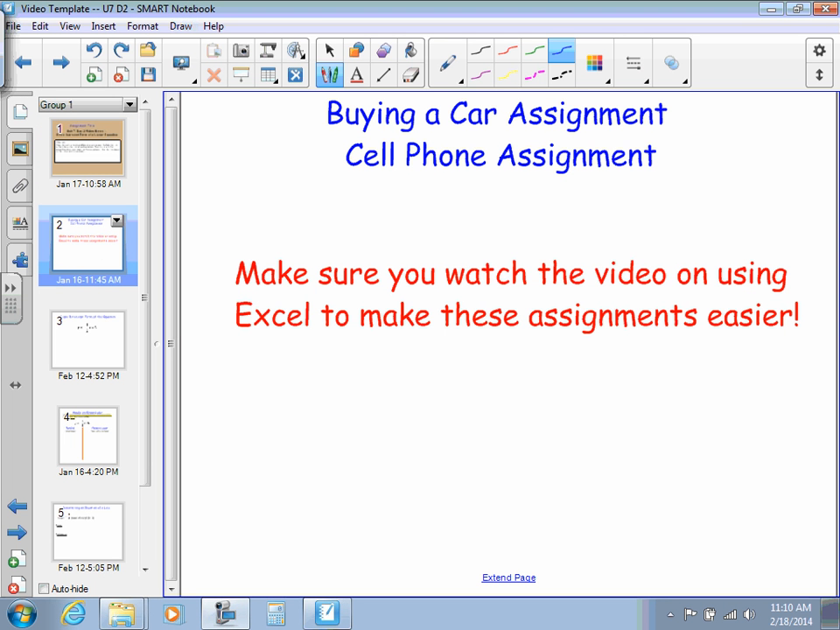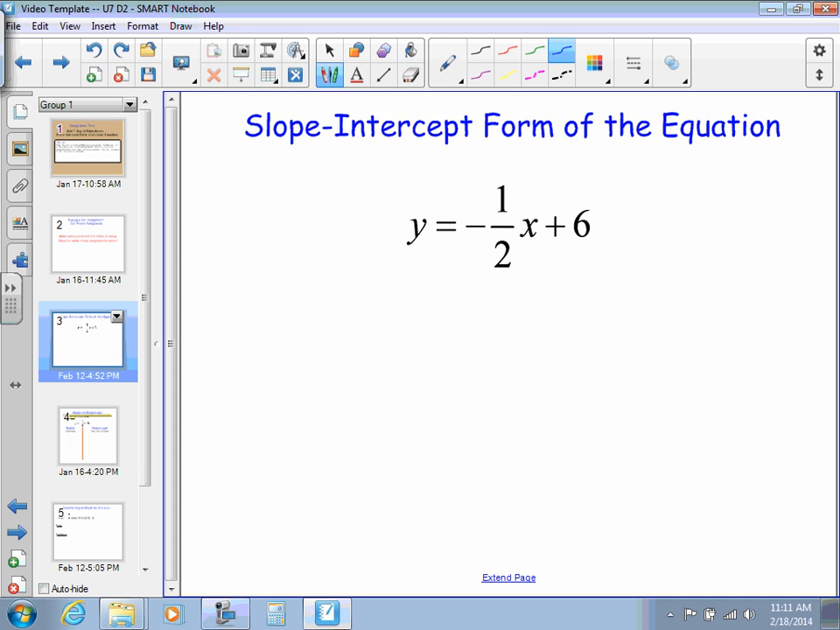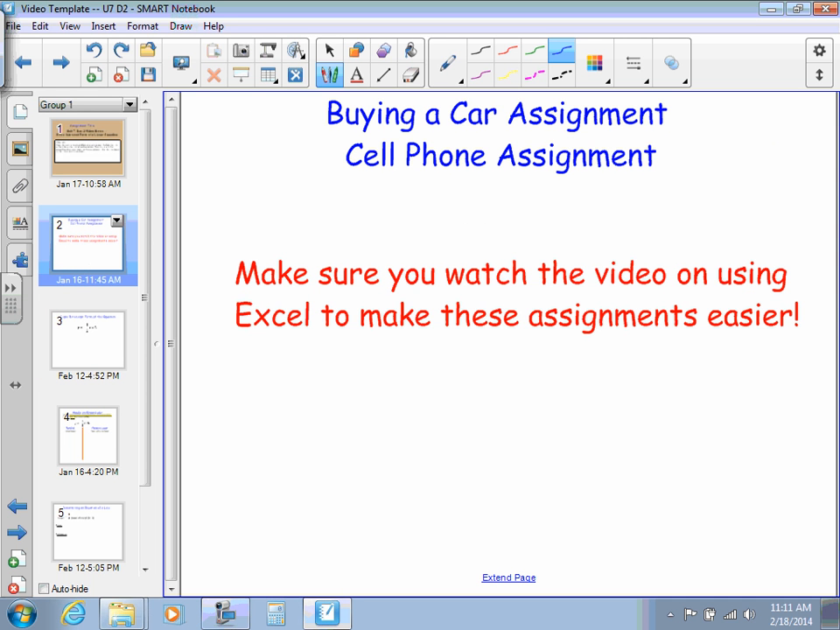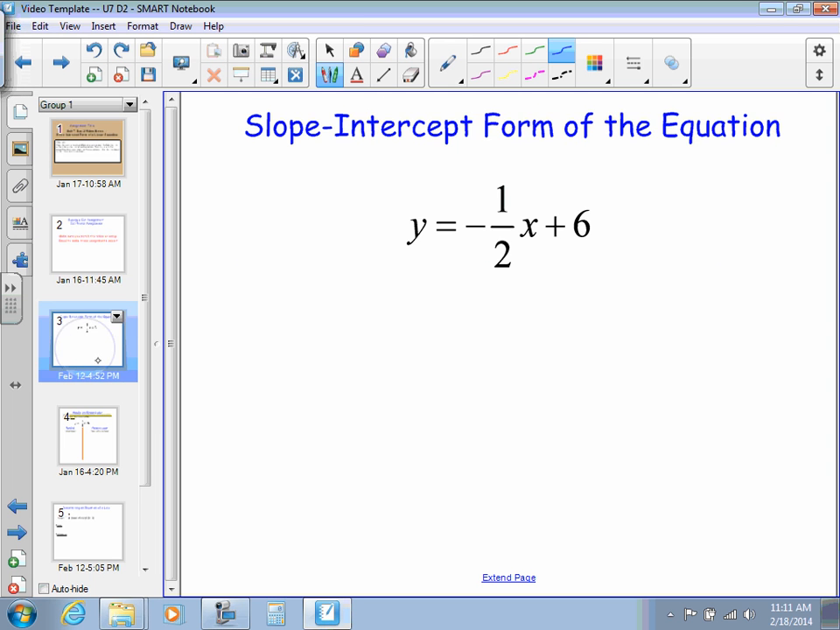Your assignment has a couple of assignments for today, the buying a car assignment and the cell phone assignment. Both of these are much easier if you use Excel. I've created a video to show you how to use Excel to make these assignments easier. Make sure you watch the video and take advantage of it. I should probably mention you're also allowed to use a calculator as well as Excel. You'll find that Excel is the easier option of the two.